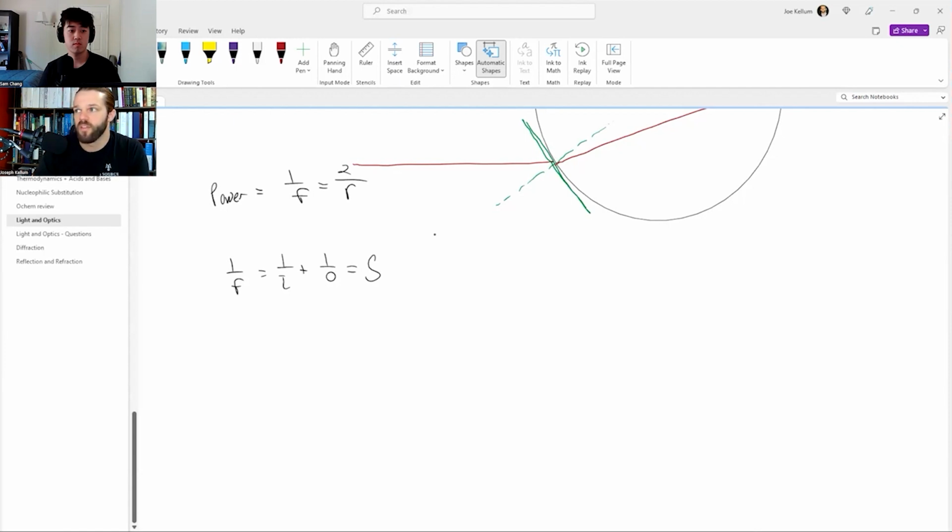If you think about the units of power of a lens, they have to be inverse meters, right? Because all of these other things in here are in units of meters, because they're all lengths, all distances. Power is measured in a unit called diopters, and diopters are the same as inverse meters, the same way hertz are inverse seconds.